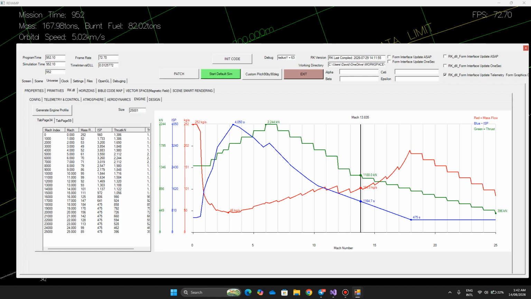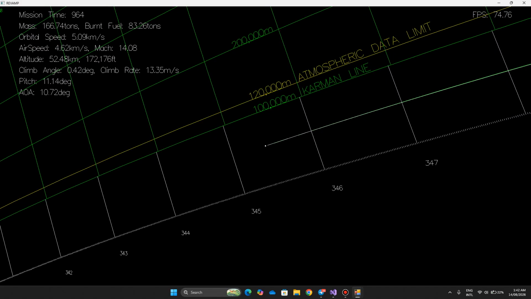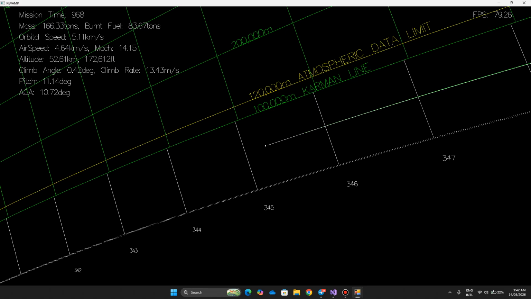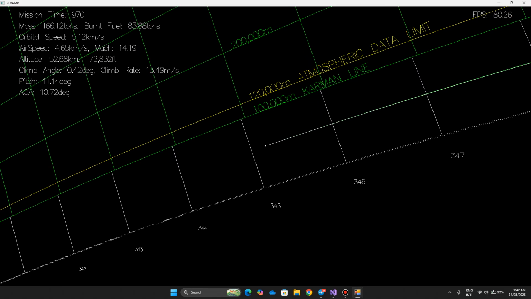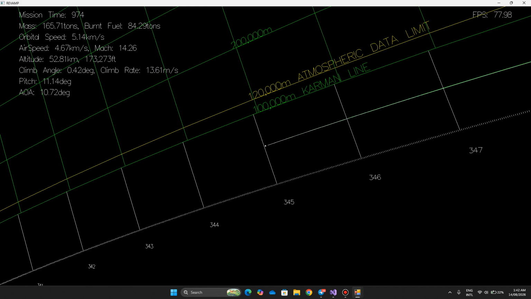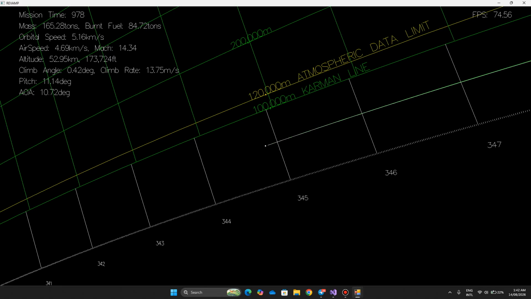So we want to pick up actual orbital speeds while gaining Mach speeds as slowly as possible. We want to not progress through the Mach speeds if possible. We want to minimize that because going through the Mach levels will burn more and more fuel.